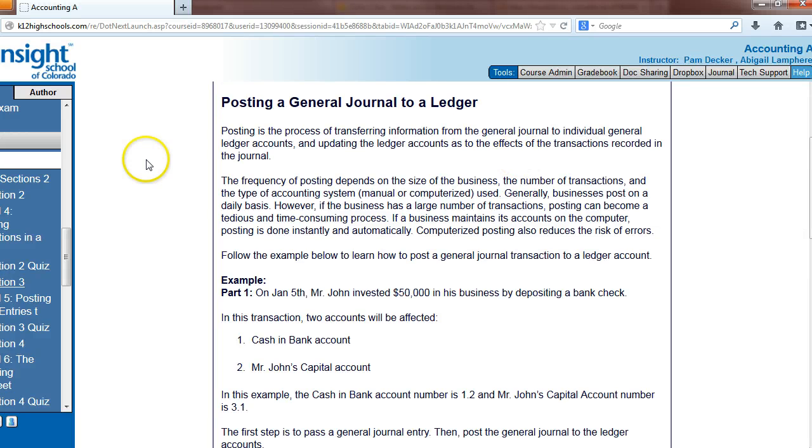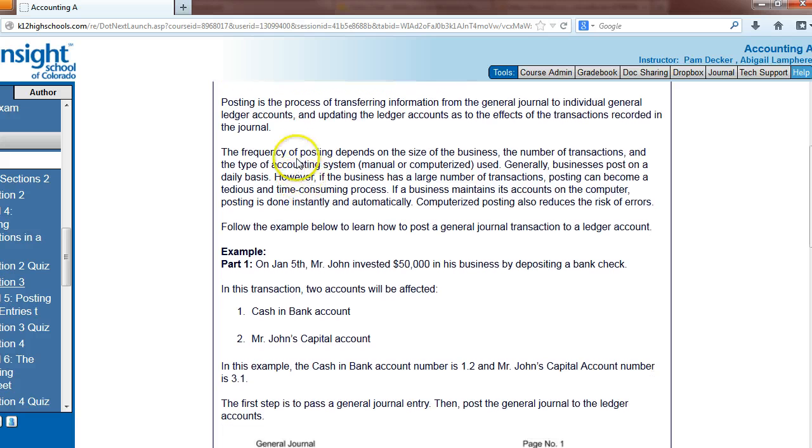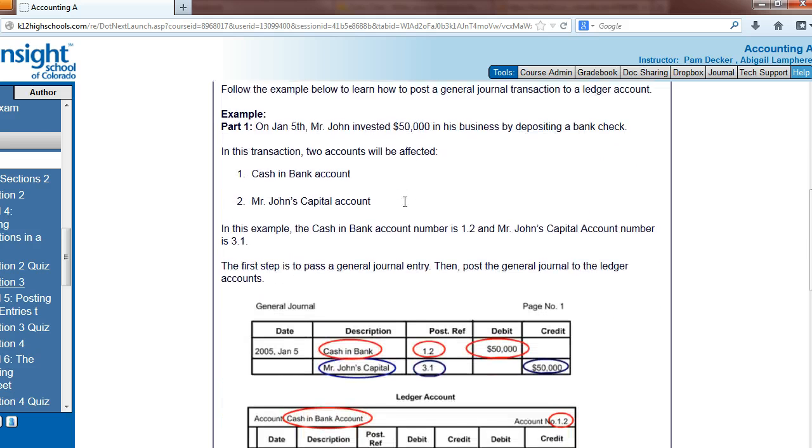Okay, posting a general journal to the ledger. Posting is the process of transferring the information from the journal to the ledger and updating the ledger accounts as to the effects of the transactions recorded in the journal. So keeping that balance updated. Like I said before, the frequency of posting depends on the size of the business. Let's look at this example here.